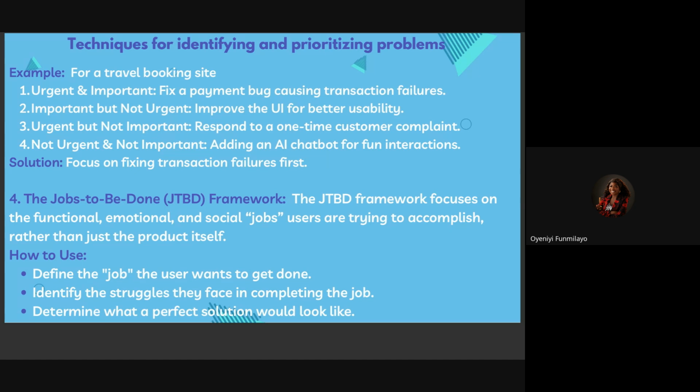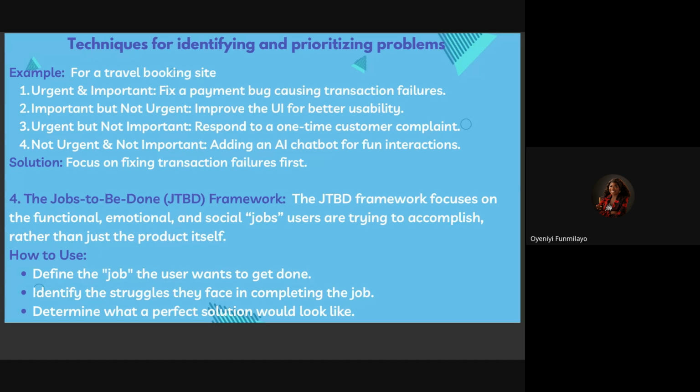And the urgent but not important would be responding to a one-time customer complaint. It is urgent, but it is not important. That's why some of us send our problems to Piggyvest or OPay, and they will not answer us immediately, because some of these problems that we tell them are urgent, but at this point, they are not important. So that's why we don't get a fast response sometimes, right?